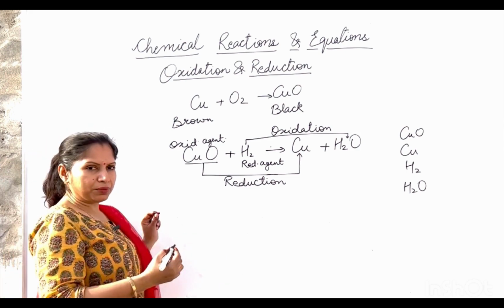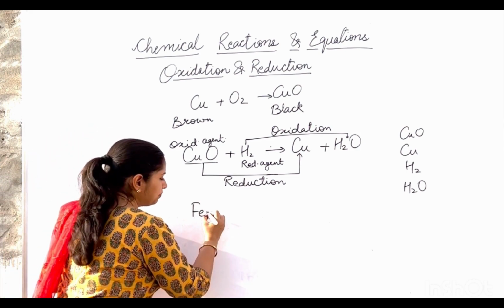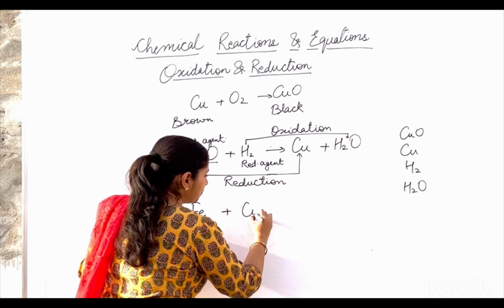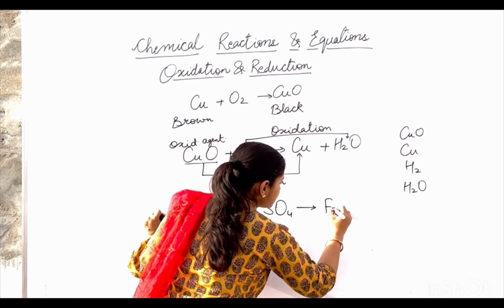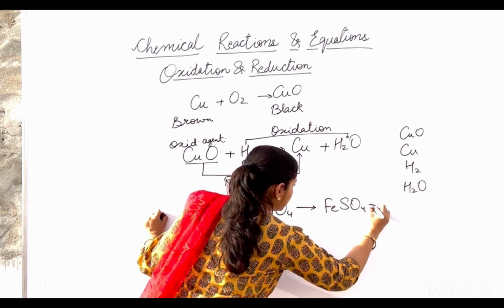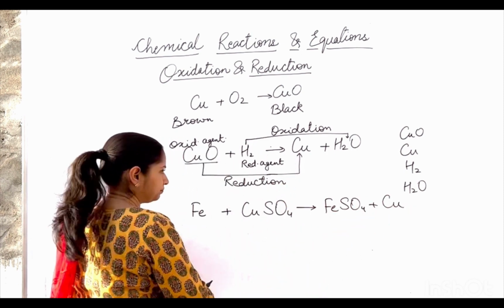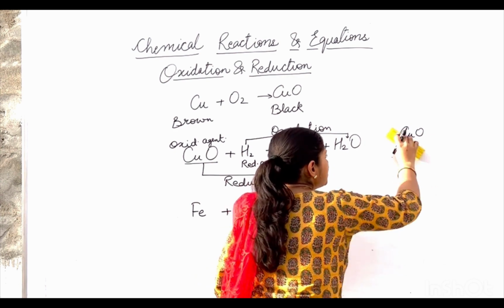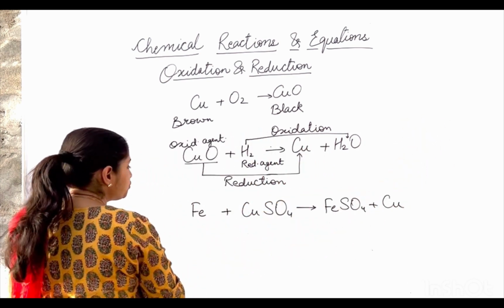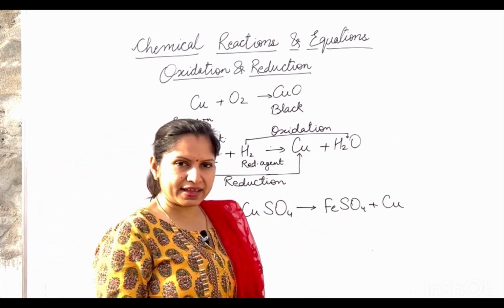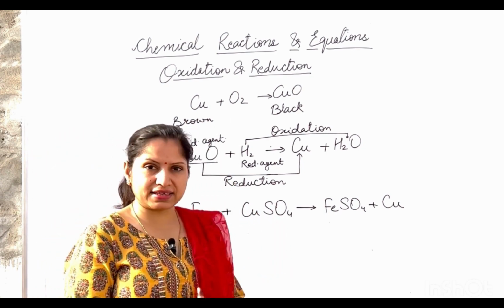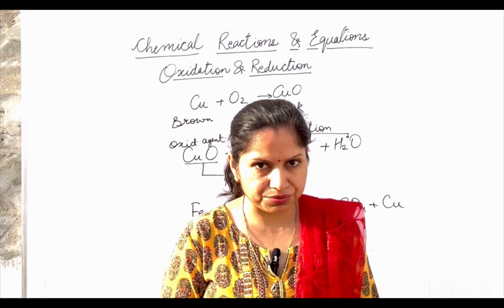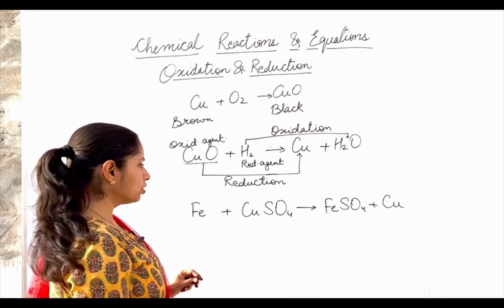For example, I'll tell you one more example. We have iron that combines with copper sulfate solution and forms FeSO4 plus copper. In this reaction I'm asked which one is getting oxidized, which substance is getting reduced, which is the oxidizing agent and which is a reducing agent. So you can easily work it out.